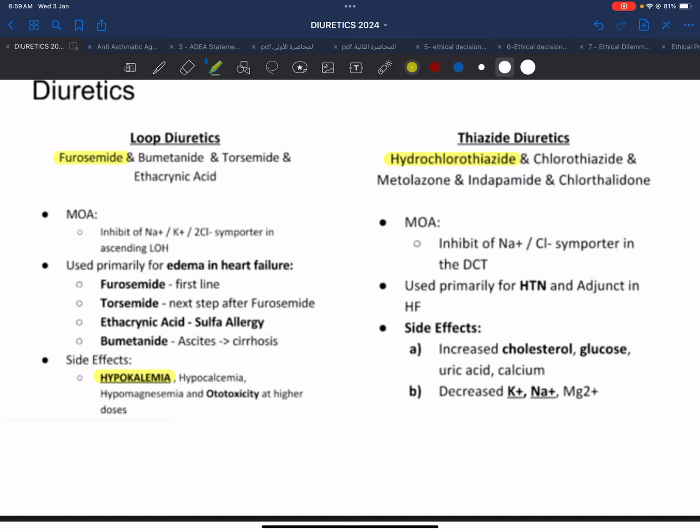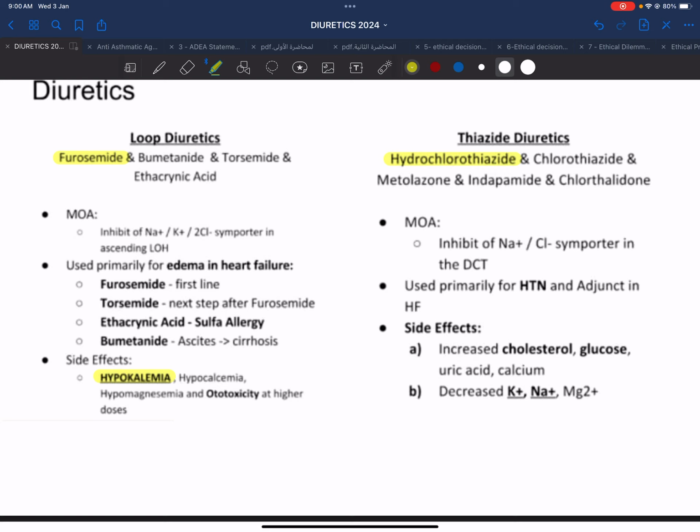So hydrochlorothiazide, indapamide, and chlorthalidone. You will see mostly in your clinics nowadays indapamide. Why? Because it is potent. A smaller dose, 1.25 milligram, is equal to 50 milligram of hydrochlorothiazide. So you will see, but it is expensive as compared to hydrochlorothiazide. What is the mechanism of action?